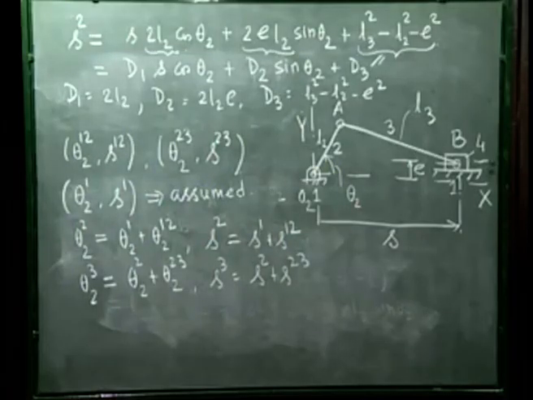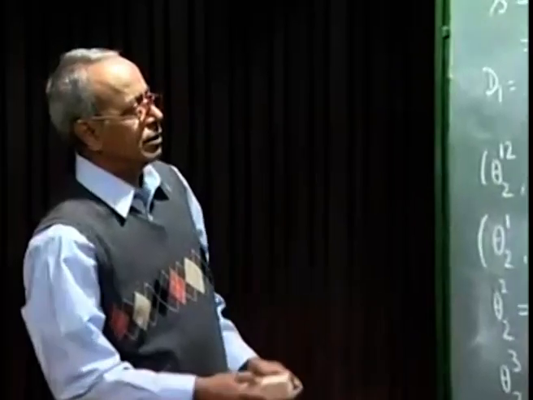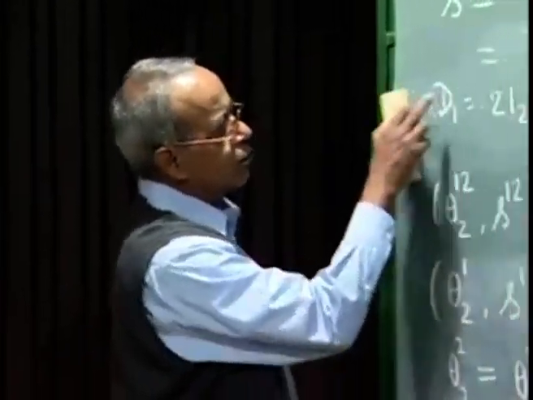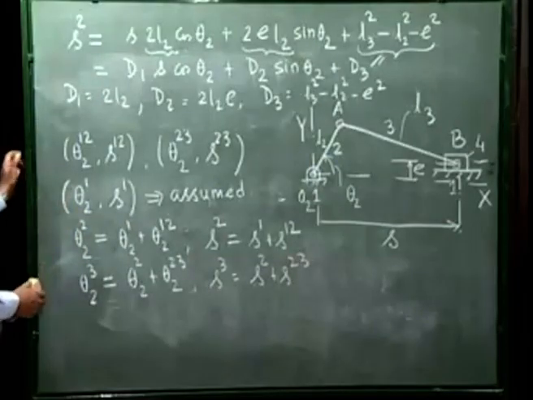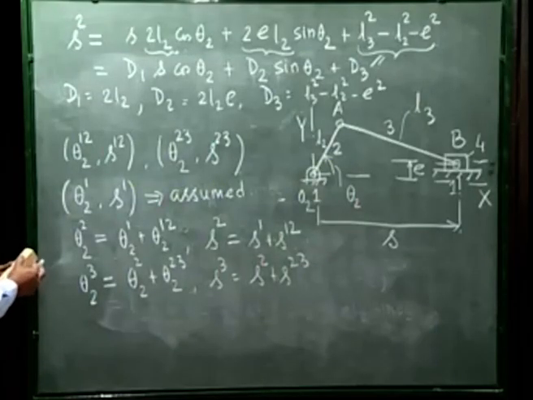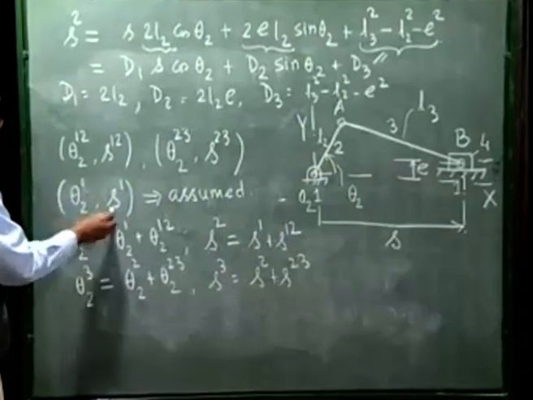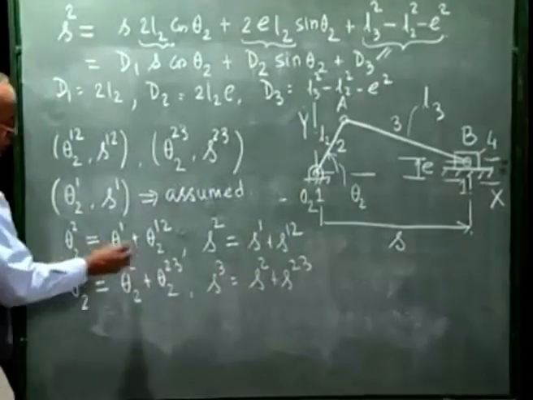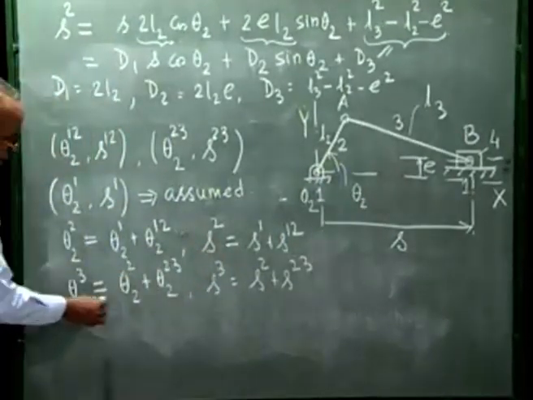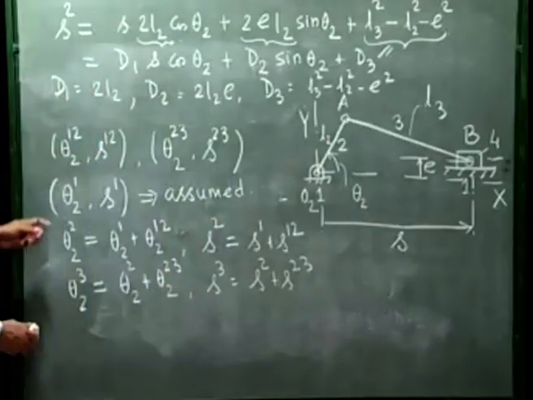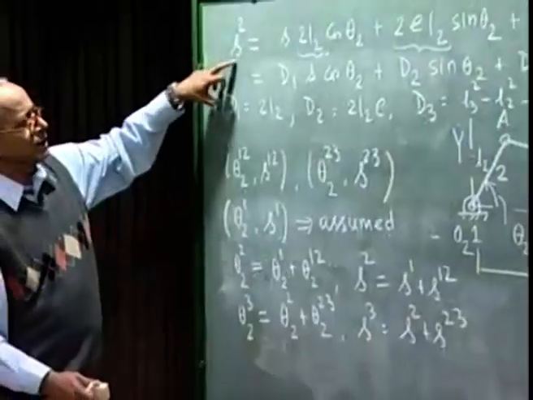Thus, the function generation with 3 accuracy points by the slider crank has boiled down to generation of 3 pairs of coordinated values of theta 2 and S, namely theta 2 1 S1, which are assumed, theta 2 2 S2 and theta 2 3 S3. We can plug in these 3 sets of values in this equation.